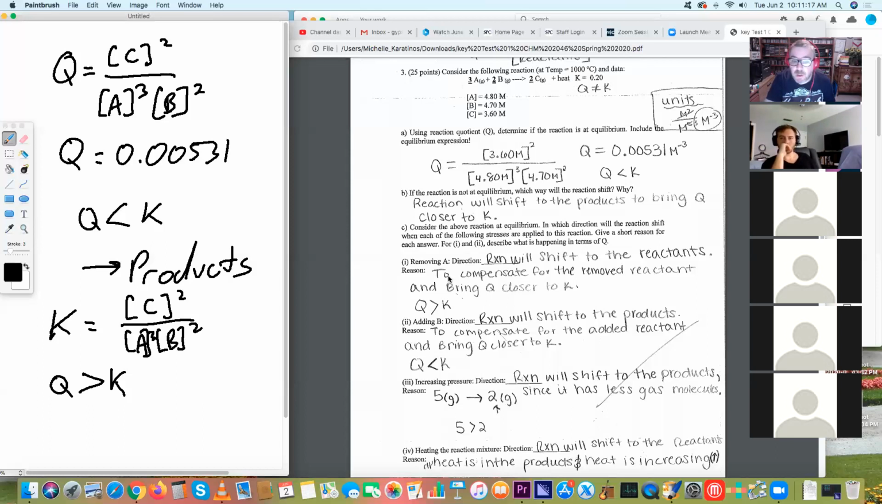Okay. Likewise, that's the other way of looking at removing A. If we're not going to look at it mathematically, if we're just going to look at it from a more intuitive kind of basis, then we know that removing A, the reaction's going to want to make more A to replace the A that we removed. So then it will move to the reactant side. All right. Is that fair enough? Does anybody have any questions about the Q and its relationship to K though?